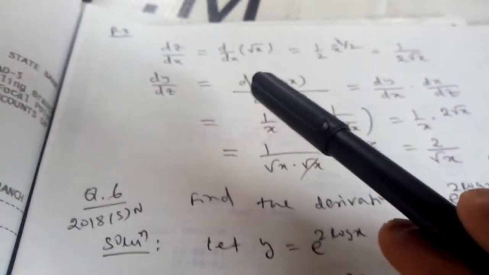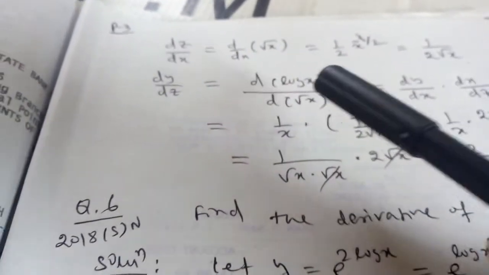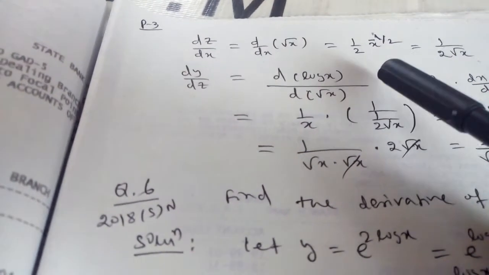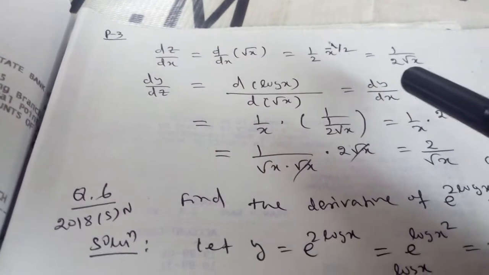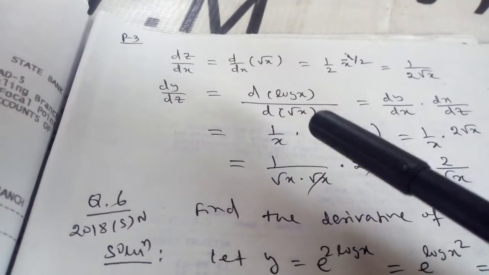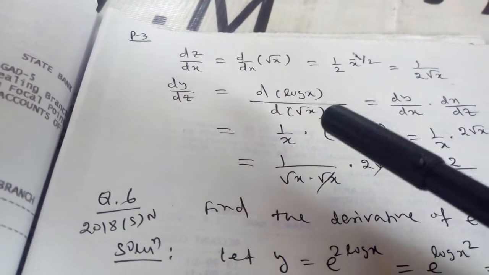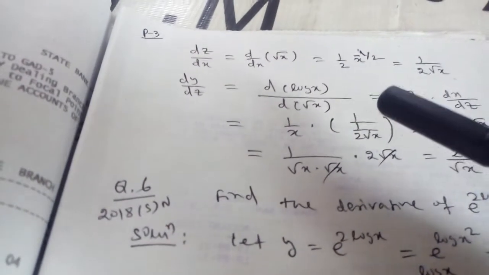and dz by dx is equal to derivative of root over x with respect to x. So this is equal to 1 by 2 into x to the power of minus half. This is equal to 1 by 2 into root over x. As derivative of x to the power of n with respect to x is equal to n into x to the power of n minus 1.